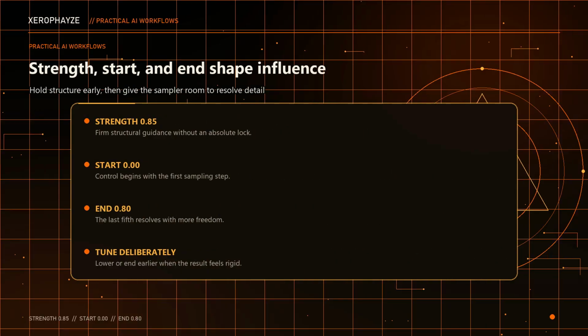Strength controls how firmly the generated image follows the map. This tested value is 0.85. Start percent is 0, so control is active from the beginning of sampling. End percent is 0.8, so the final portion of sampling has more freedom to resolve texture and detail. Lower strength or an earlier end gives the model more freedom. Higher strength and a later end hold the structure more tightly, but can also make the result rigid or carry unwanted edges forward.